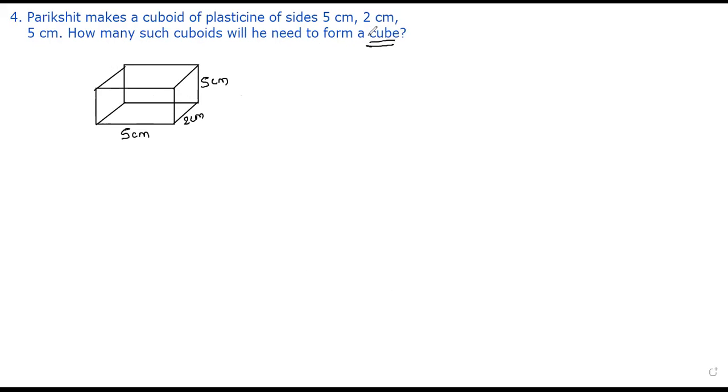Now, what is the difference between a cuboid and a cube, children? Look here, all of you. A cuboid may have 1 or 2 sides equal, not all the sides equal, but a cube has all 3 sides equal. So if it is 5, 5, then 5; 10, 10, then 10.